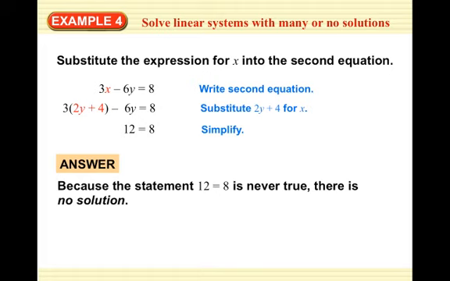There's no solution, because the statement 12 equals 8 is never true. It's a false statement. There is no solution. So your answer here is no solution. If you end up with something like 12 equals 12, 8 equals 8, 0 equals 0, that's a true statement, excuse me, then that means you have infinitely many solutions.